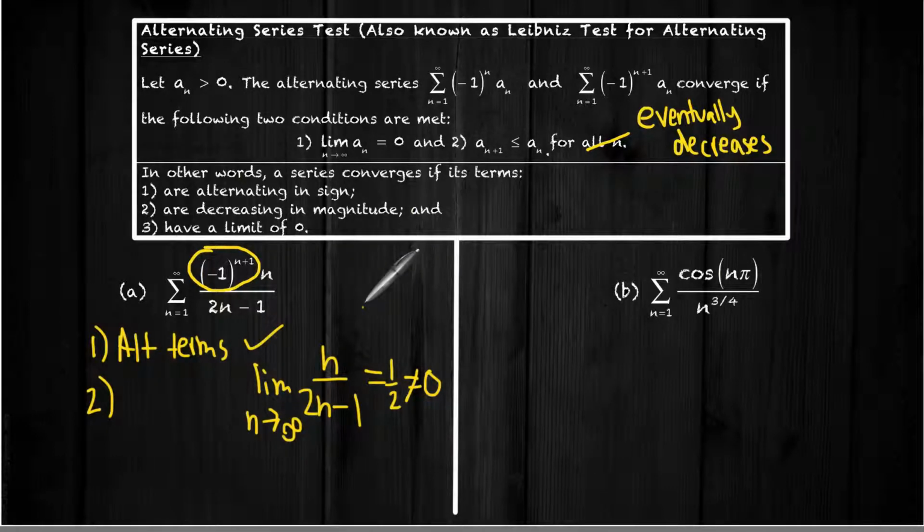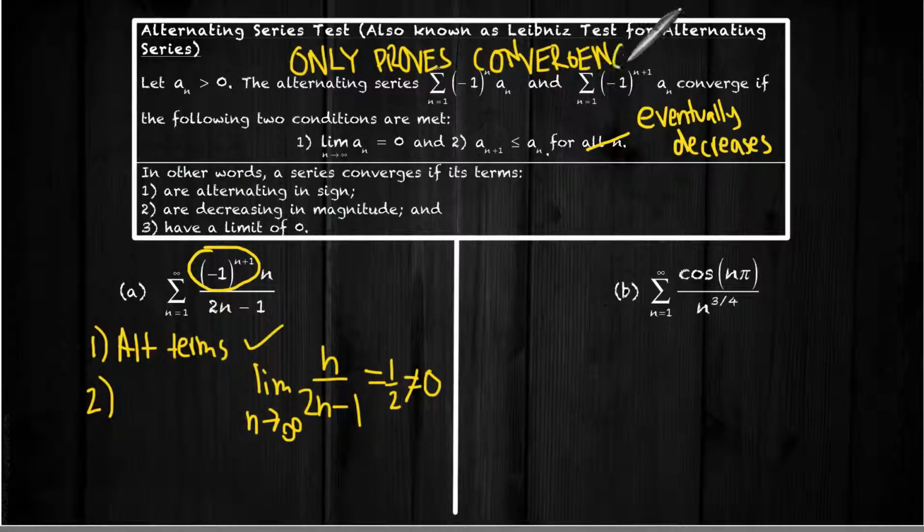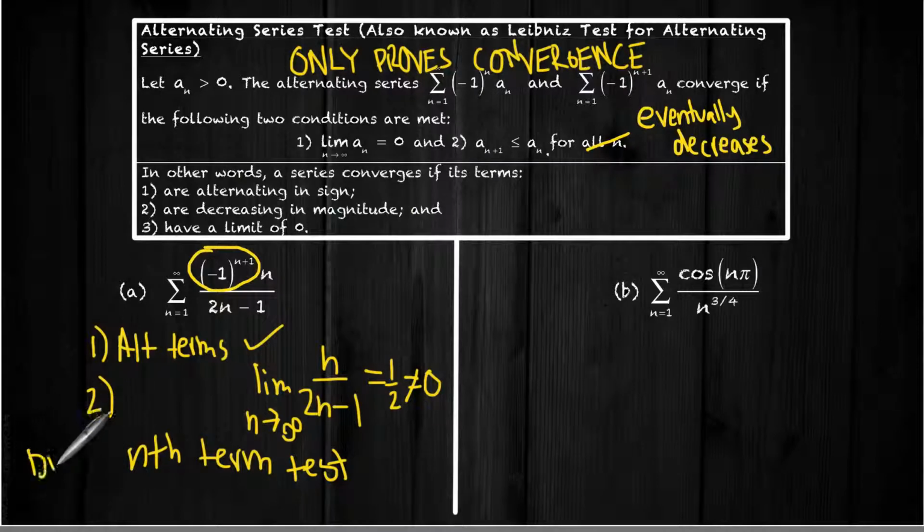The alternating series test only proves convergence. So let me write that down. Only proves convergence. This series diverges because of another test. It diverges by the nth term test. It diverges. So be careful of that, all right? So you don't need to go any further. You don't need to show that it is decreasing. So let's move on to the next example.